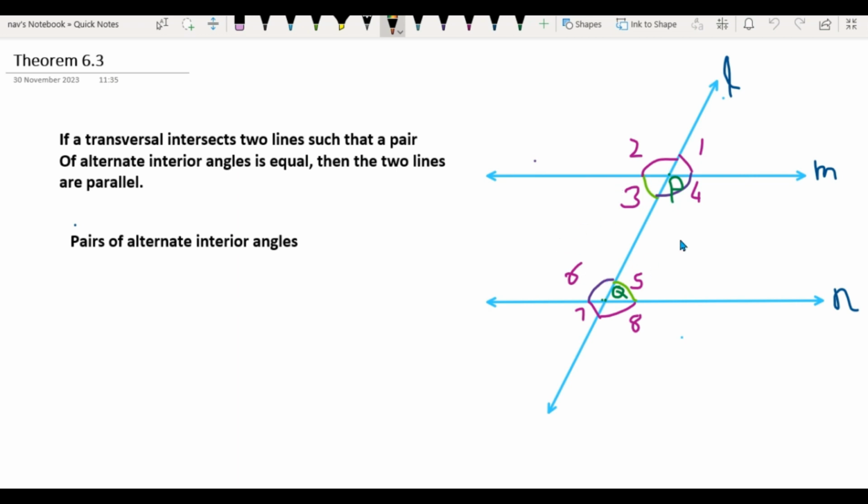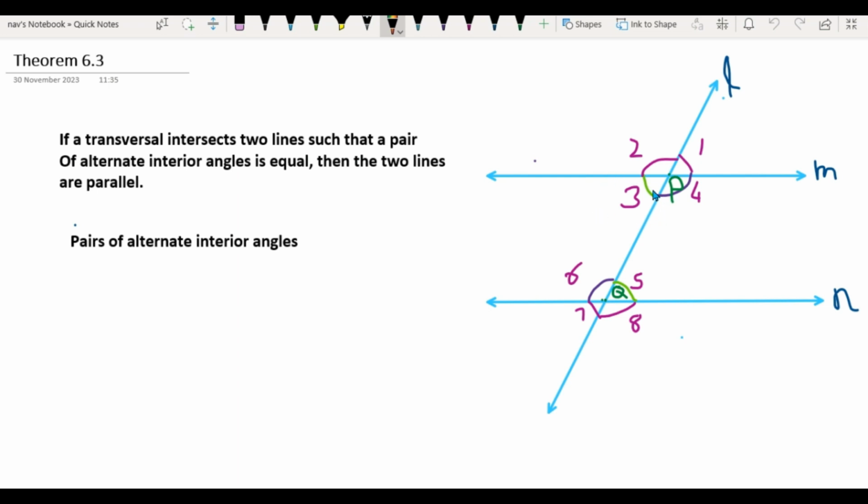These angles lie between these two parallel lines. So angle 3, angle 4, angle 5 and angle 6. These are all the interior angles formed here. So now we are concerned with only the alternate angles, alternate interior angles.